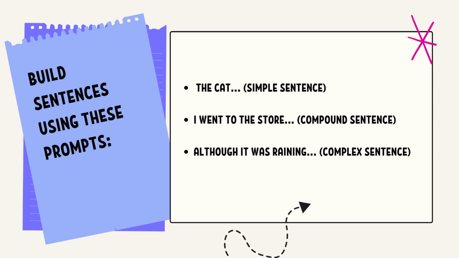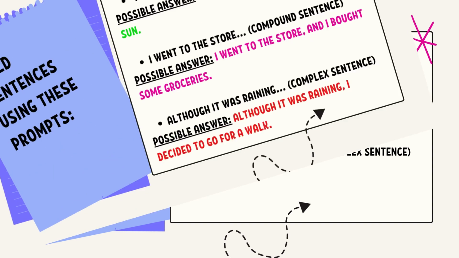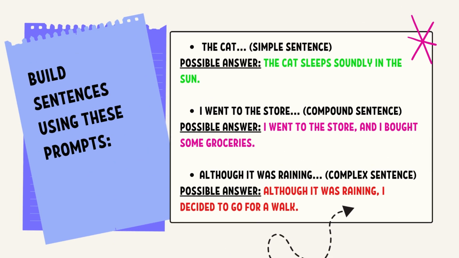The cat. Simple sentence. I went to the store. Compound sentence. Although it was raining. Complex sentence. Here are the possible answers.